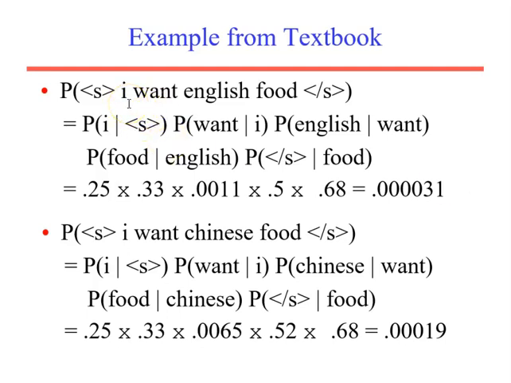So the probability of the sentence "I want English food" is essentially the probability of the word "I" given the start of sentence, that we're starting a sentence with "I", which is 0.25, times the probability of "want" coming after "I", which is 0.33. That's again based on this combination in the training set, times the probability of English given the word "want", 0.0011, times the probability of food given English, and then finally the probability that we reach the end of sentence given that the last word was food is 0.68. You see that the two sentences, one of them has a probability of 0.00031 and the other one has a much higher probability, 0.0019. So that's how we calculate the probability of a given sentence.